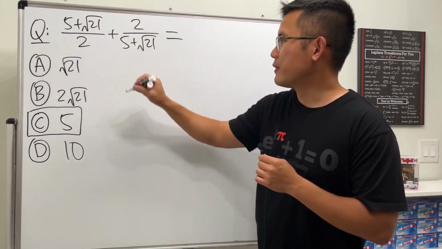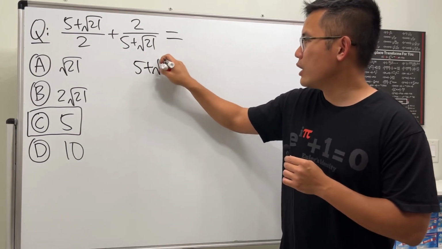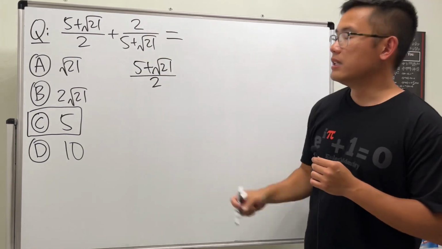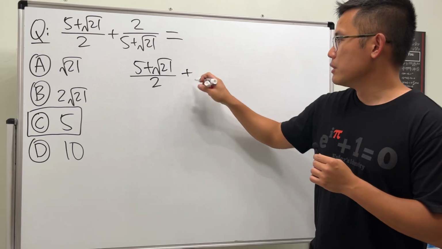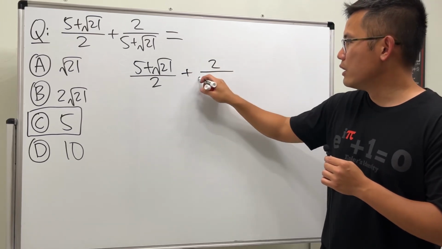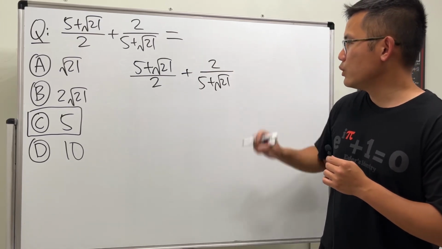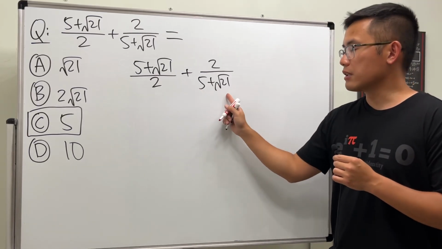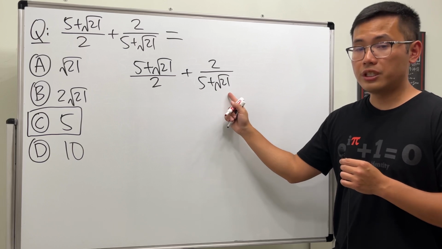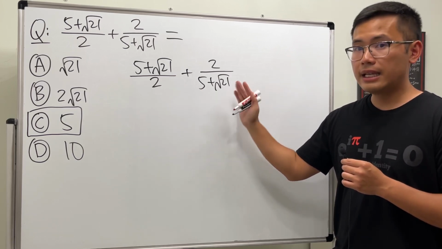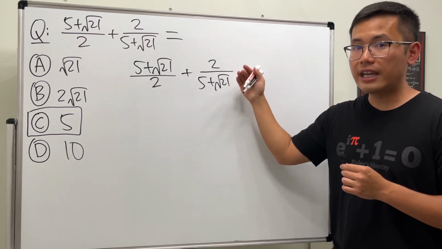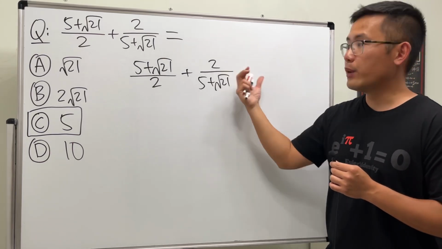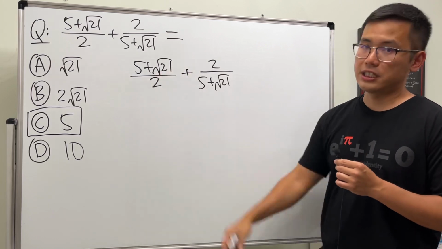I'm going to keep the first expression, 5 plus square root of 21 over 2, as it is, because we want to focus on simplifying the second one. So we are going to add 2 over 5 plus square root of 21. And the reason is because you see how we have two terms on the bottom, especially the square root here. Let's go ahead and multiply the top and bottom by its conjugate, so that way we can actually bring the square root to the numerator, and we will be able to combine with the first part.